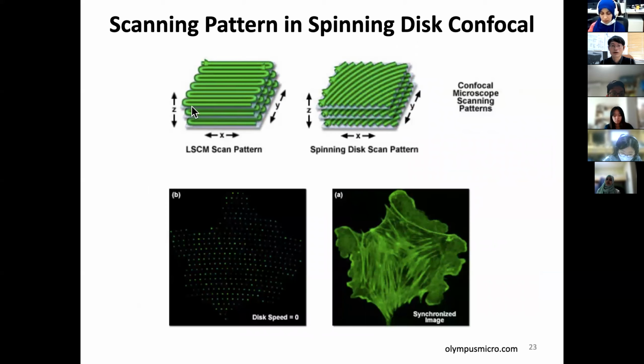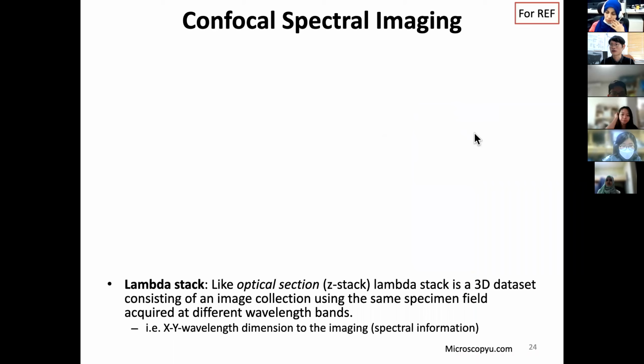So instead of laser scanning, this spinning disk has a slightly different shape of emission, and one shot looks like this. But after every shot, each point will move, so that you synchronize. When the disk speed is 0 it is there, but when you rotate, the points will cover the whole two-dimensional area to create a real image. So that's the scanning pattern in spinning disk confocal.